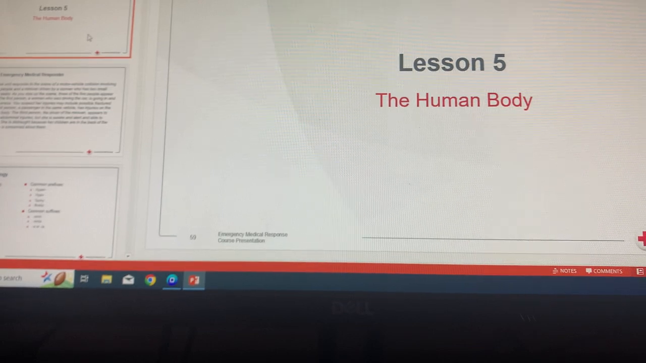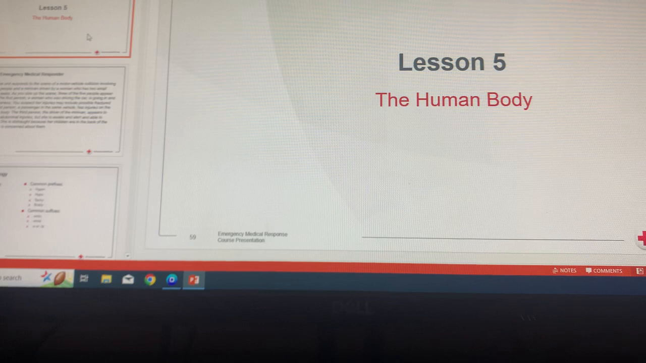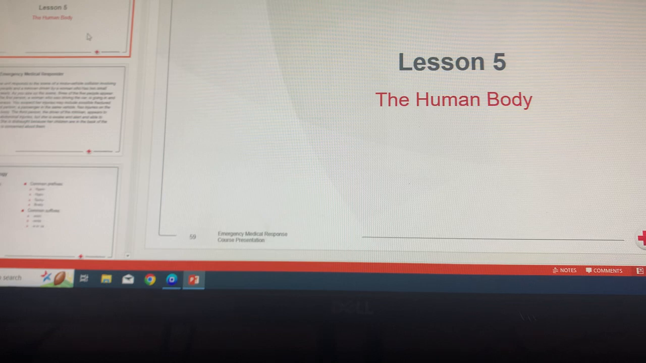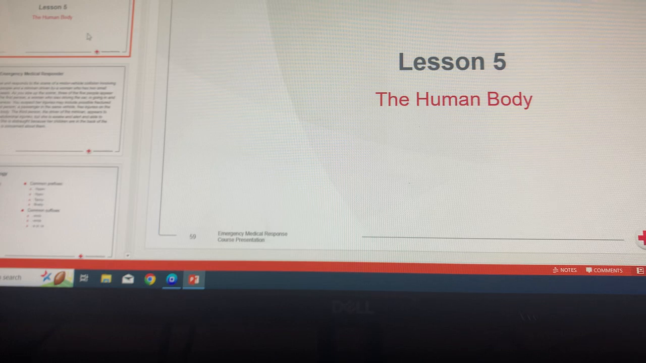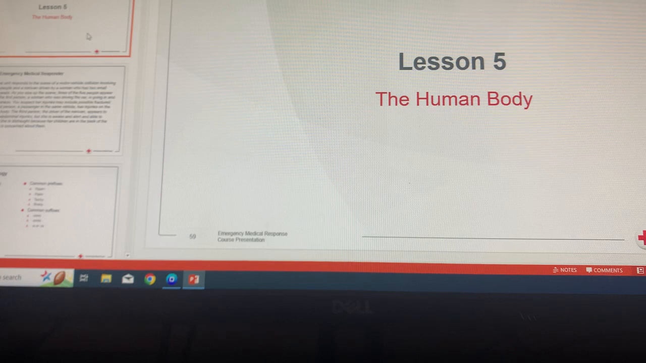Okay, this is lesson number 5, the human body. As an emergency medical responder, you require a basic understanding of normal human structure and function. Knowing what the body's structures are and how they work will help you more easily recognize and understand injuries and illnesses. Body systems do not function independently.